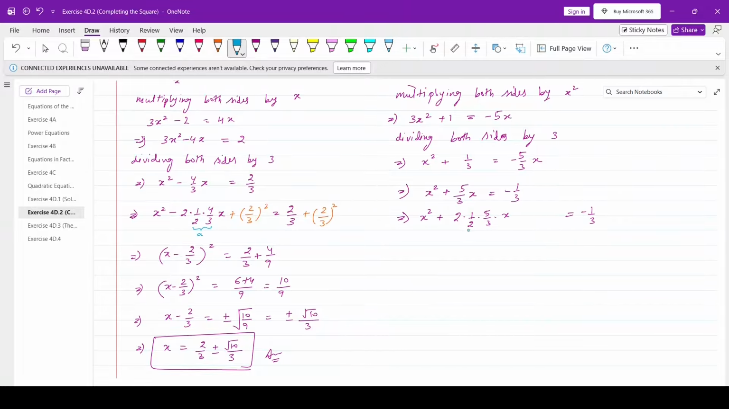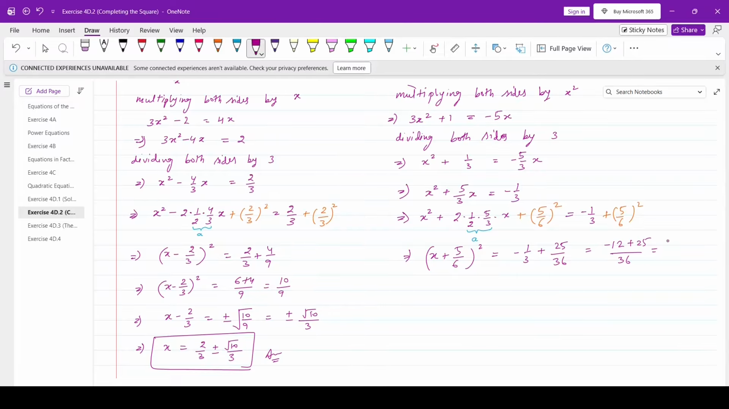Now we know this part is a, so we can add a square on both sides, and a is equal to 5 by 6, so we will add (5 by 6) whole square on both sides, and we get (x plus 5 by 6) whole square is equal to negative 1 by 3 plus 25 divided by 36. And if we solve this, we get negative 12 plus 25 divided by 36.